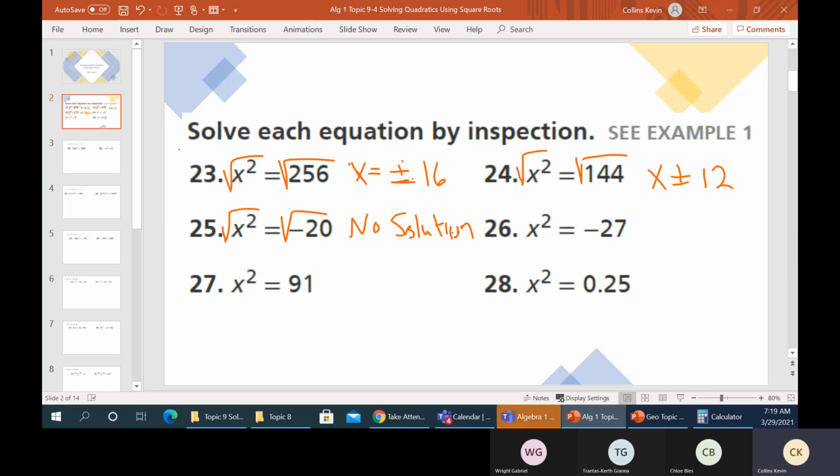So notice the next guy here is negative 27, so no solution for him as well. Okay, so next guy, same thing. Do the square root on both sides. So x equals plus or minus the square root of 91.